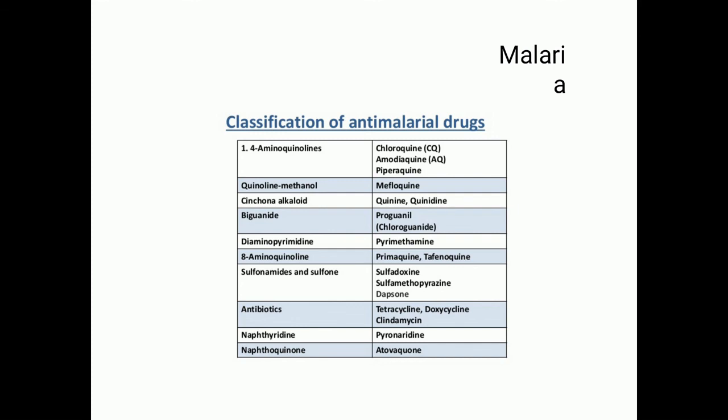There are lots of anti-malarial drugs, like the 4-aminoquinolines: chloroquine and amodiaquine. The quinoline methanols, like mefloquine. The biguanides, like proguanil. The diaminopyrimidines, like pyrimethamine. The 8-aminoquinolines, like primaquine and tafenoquine. The sulfonamides and sulfones, like sulfadoxine, sulfalene, and dapsone. There are also antibiotics like tetracycline, doxycycline, and clindamycin. So these are the drugs. With the help of these drugs, we can treat malaria easily.